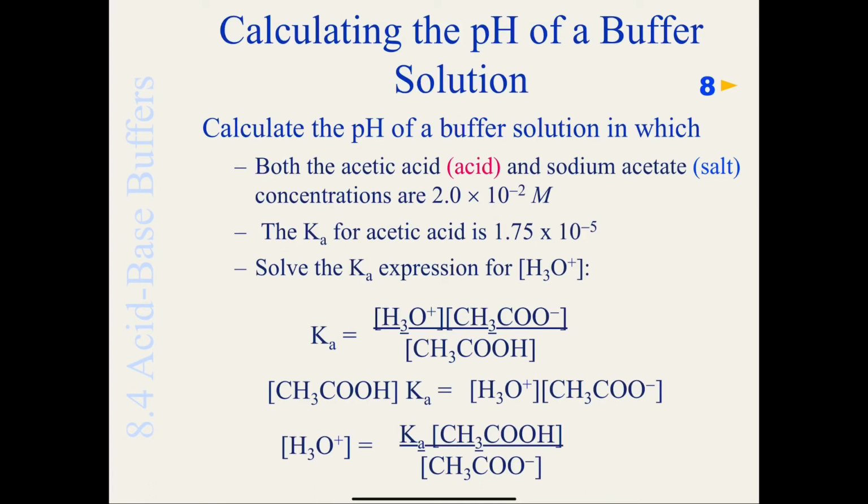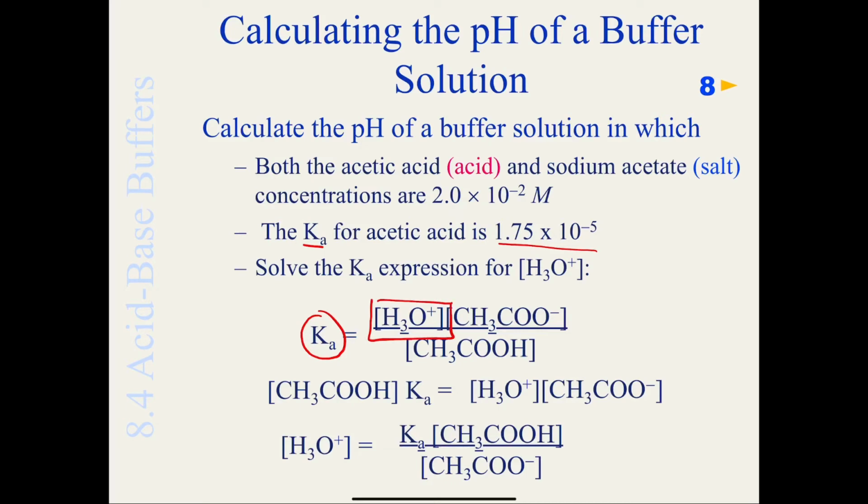It says, calculate the pH of a buffer solution in which both the acetic acid and the sodium acetate concentrations are 2.0 times 10 to the negative 2 molar, and they've also provided us with the Ka for acetic acid, which is 1.75 times 10 to the minus 5. Well, we wrote down the expression for Ka on the previous slide, so all we have to do is solve this expression for the concentration of hydronium.